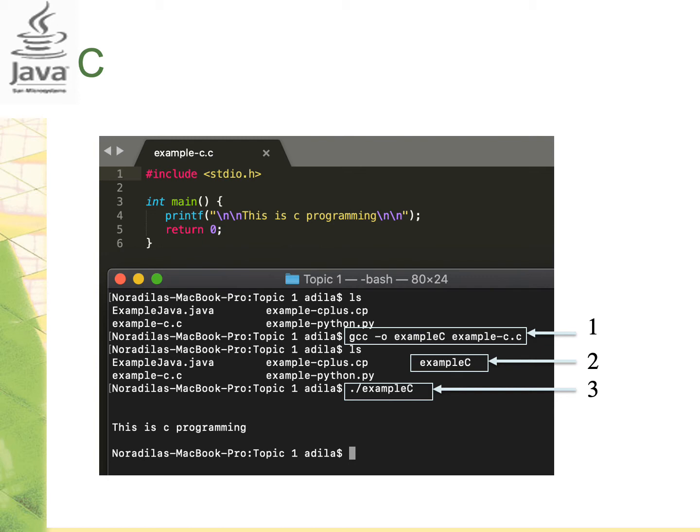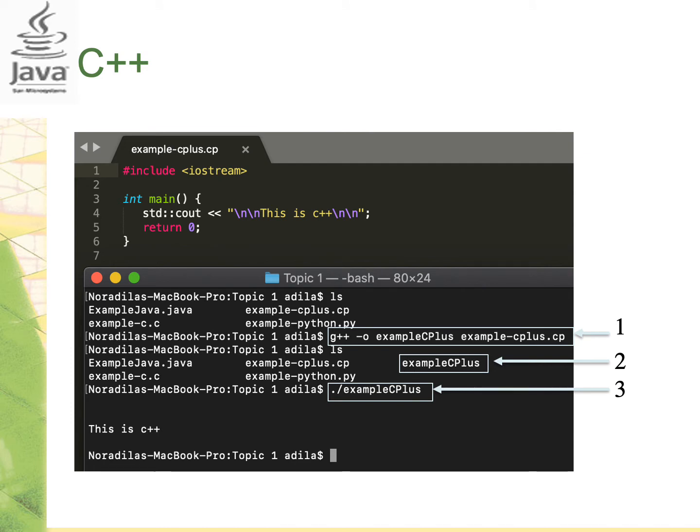After compilation, an executable is generated and we run the generated file. To run it, we can write ./example-c, which is the output file produced after compiling. It will give us the output: This is C programming.